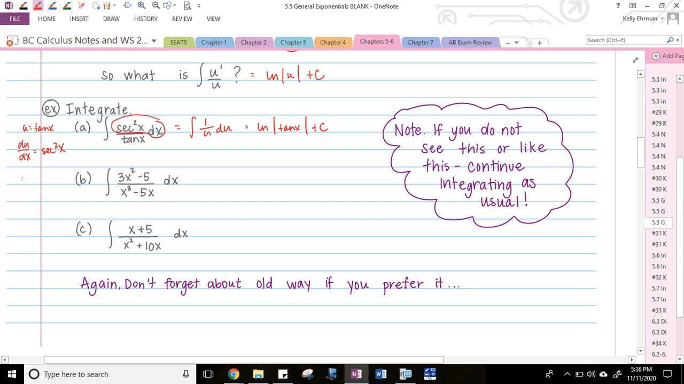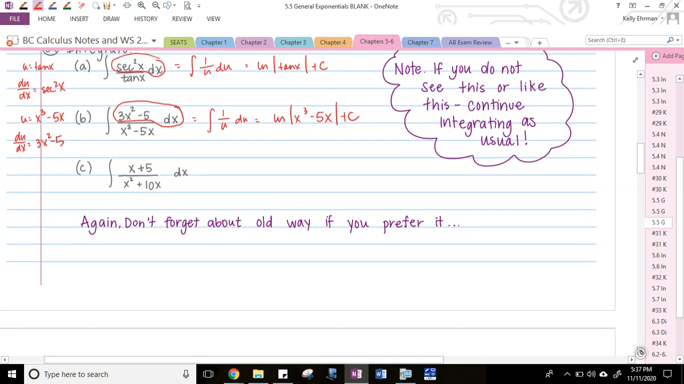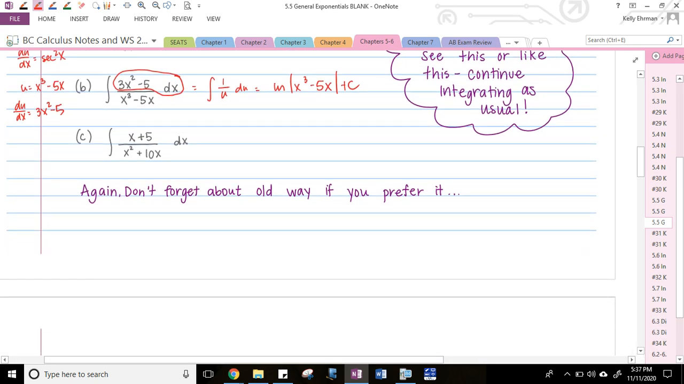Same thing with this one. We're going to let u equal x to the third minus 5x. du/dx is 3x squared minus 5. We have that right here. So we have the integral of 1 over u du. That is the natural log of the absolute value of x cubed minus 5x plus c.